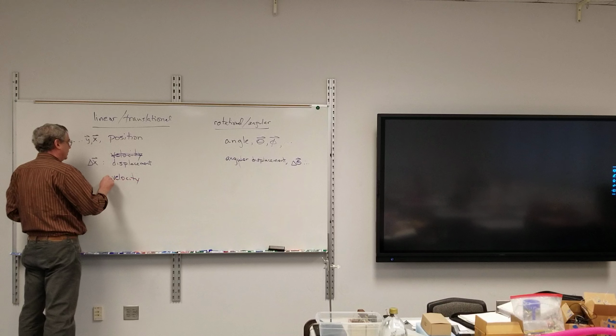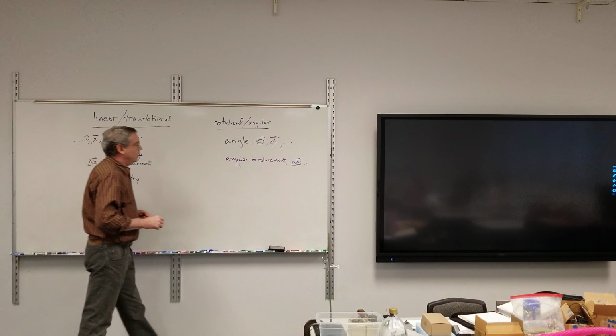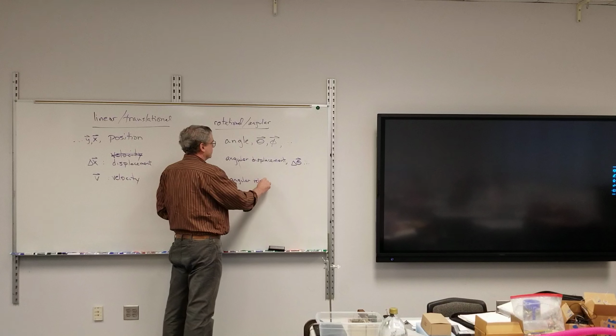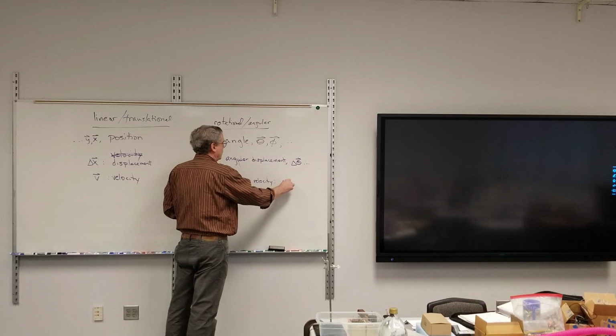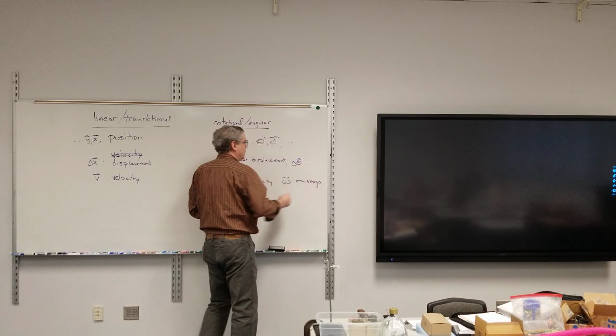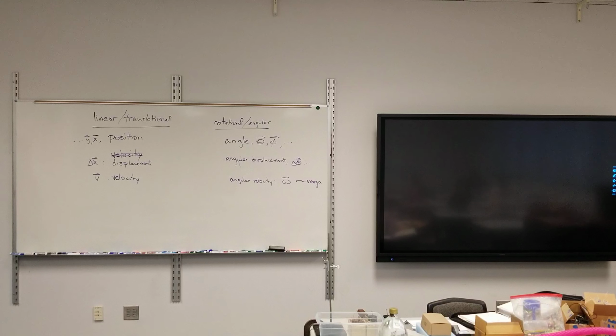Velocity, the symbol will be the vector symbol, and the rotational analog, angular velocity. And the symbol is an omega, it's a lowercase omega. Now, at this point, hopefully you're seeing a pattern here, that the linear translational stuff are generally Roman letters. The rotational analogs are the Greek letters.